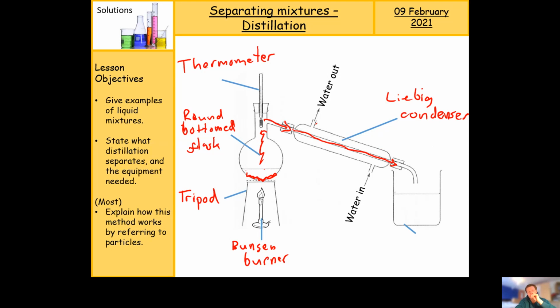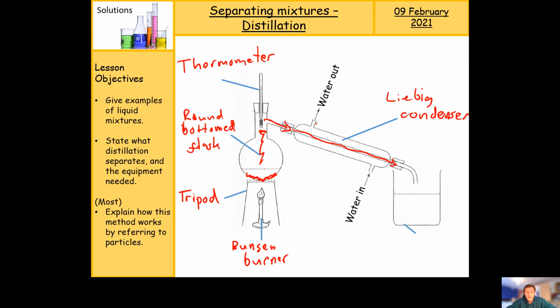We've got a jacket around it, another glass thing, where we pump through cold water. Okay, so I'm wondering if you can have a guess then at what's going to happen. We've got our gas come through here, and then it's going to be very close to the cool water. So what do you think is going to happen to the temperature of our hot steam when it gets near the cool water?